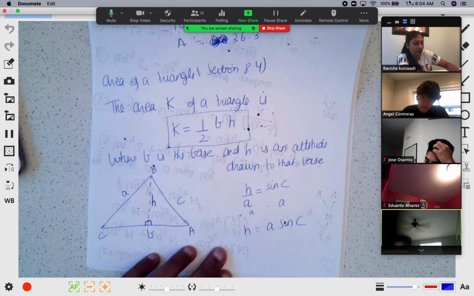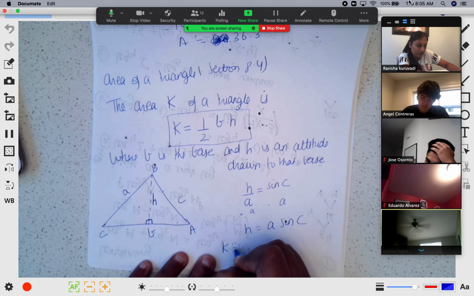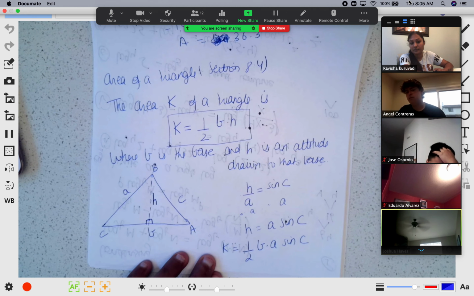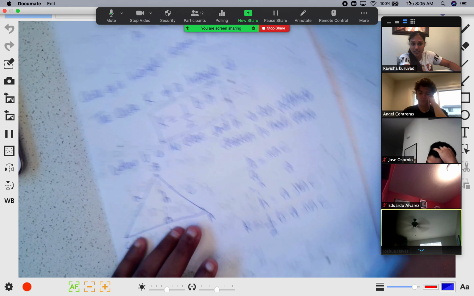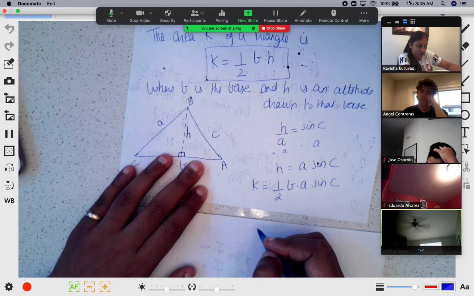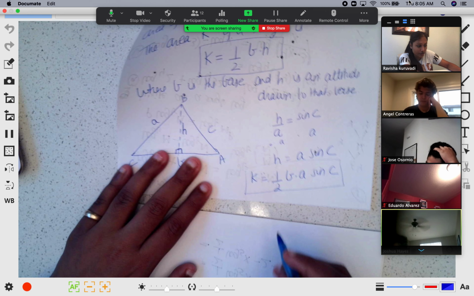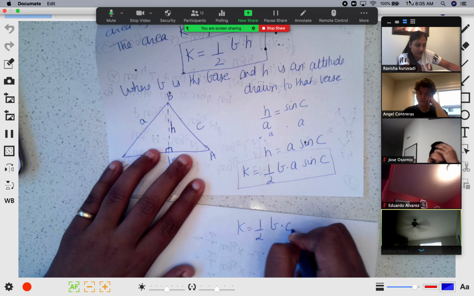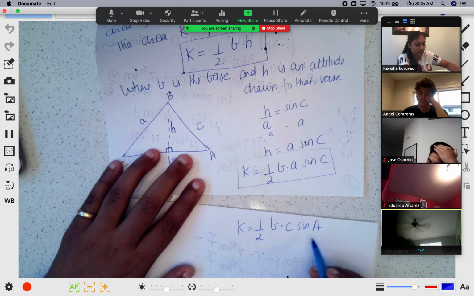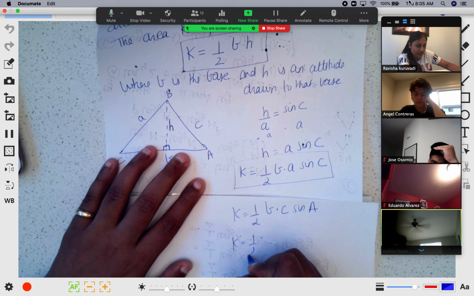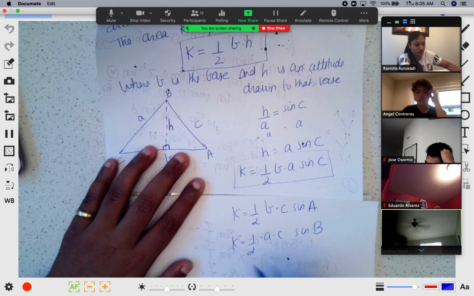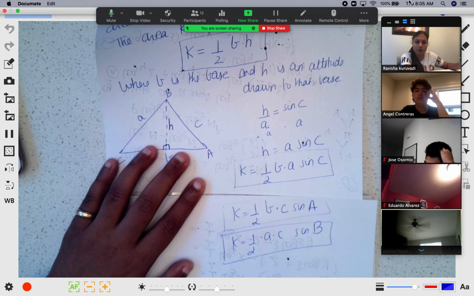Now if I plug in this formula, it becomes half b times a sine c. So basically you're going to memorize this formula, or you can use half BC sine A. If you're using BC, the angle will be opposite. If you're using AC, it will be sine B. Any of these three works. It's up to you which one to use for the formula.